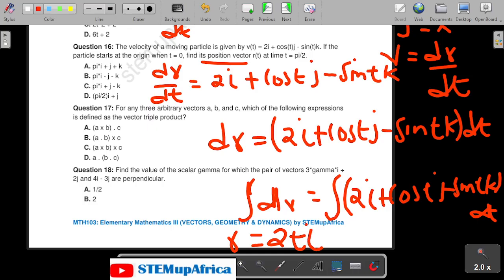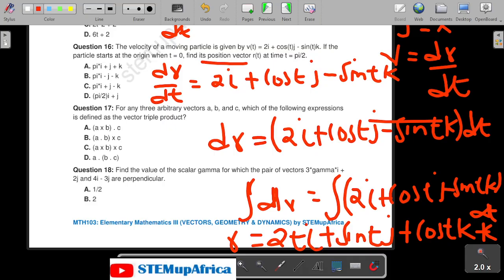If we integrate cos, what would we have? That will give us sine t j. Then if we integrate sine, what are we having? It gives us minus cos, which is minus cos t, so with the minus sign it becomes plus cos t k, plus c. That's what we're having, plus c. But we are here to get c. So what would be the value of c?